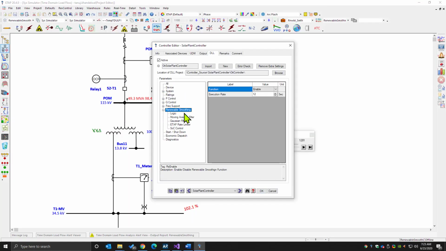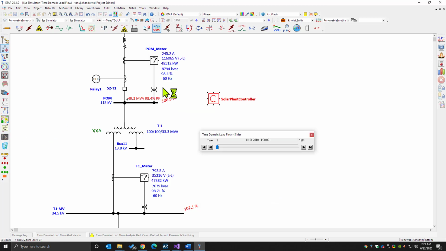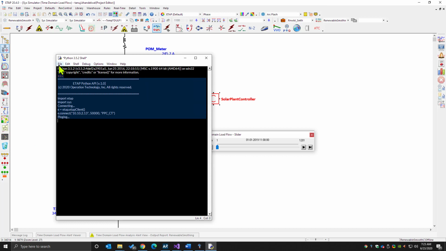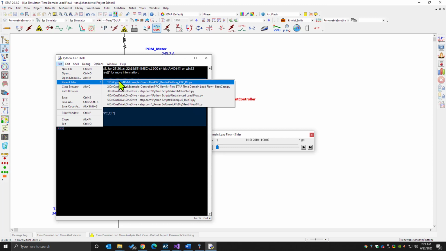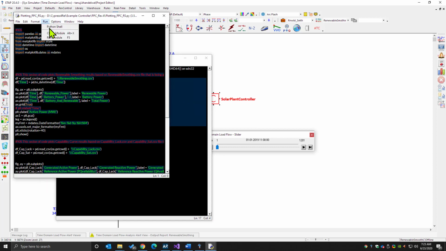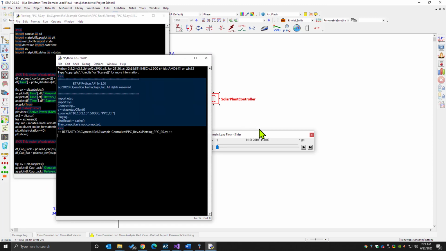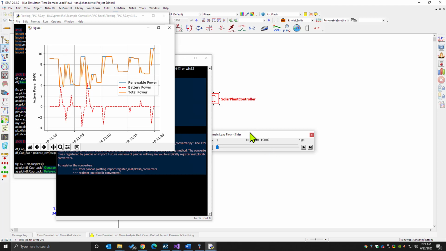If we go back to our simulation where we set up our renewable smoothing at 8 megawatt per minute and we rerun our time domain simulation, we can then take the information from our battery plots, our renewable plot, as well as the total system power, and use Python to give us a chart that combines all that information together. So here I can see my renewable power, my battery power in red, and the total power.